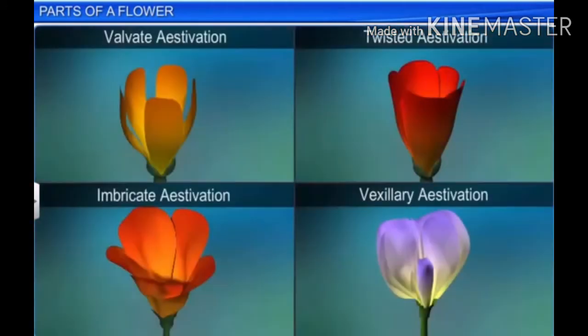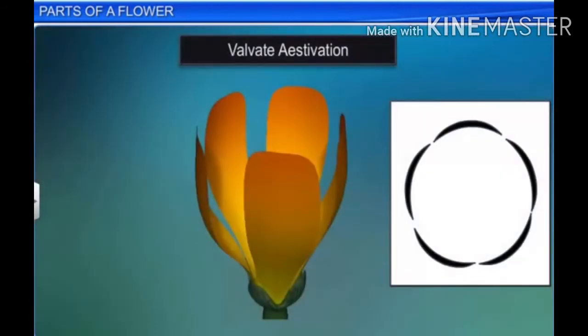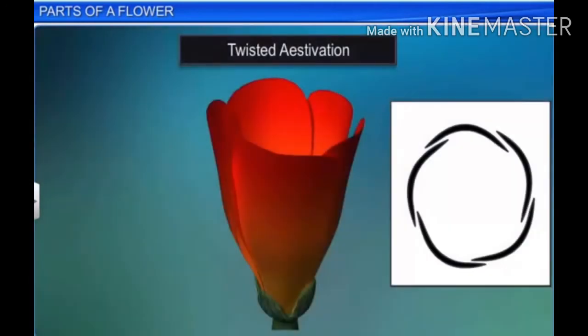Estivation is of many types. However, the main ones are valvate, twisted, imbricate, and vexillary. In valvate estivation, the sepals or petals within a whorl touch each other at the margin with no overlapping, while in twisted estivation, one sepal or petal overlaps that of the next one, and so on.